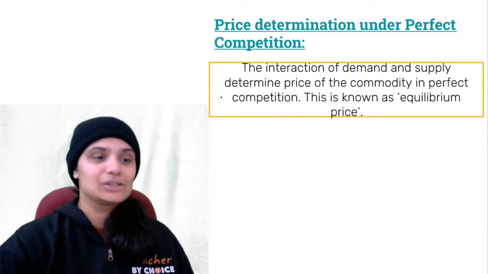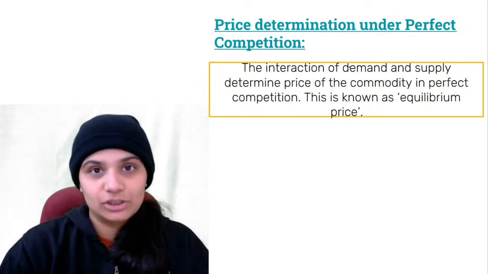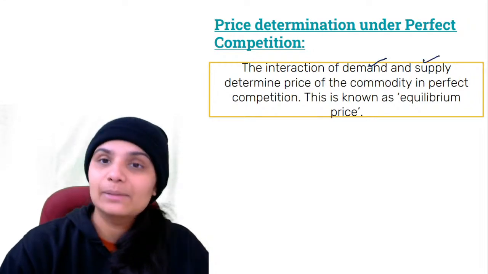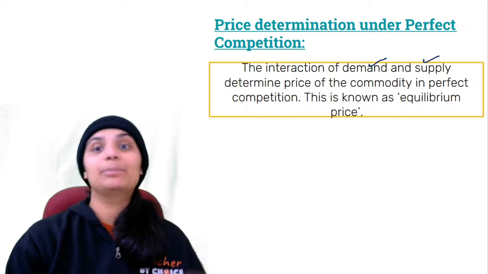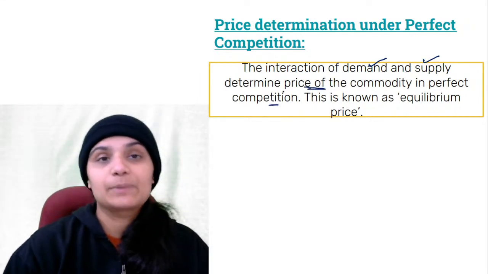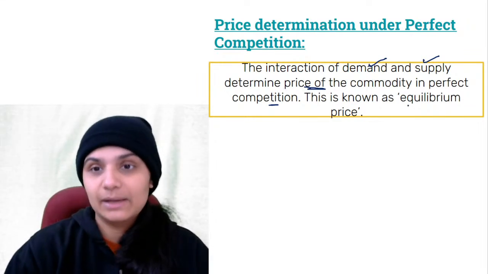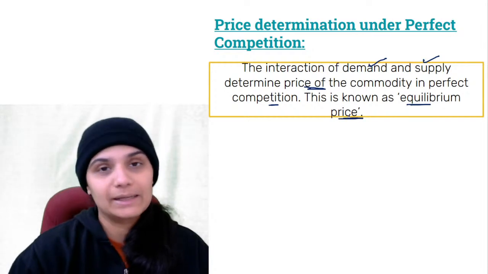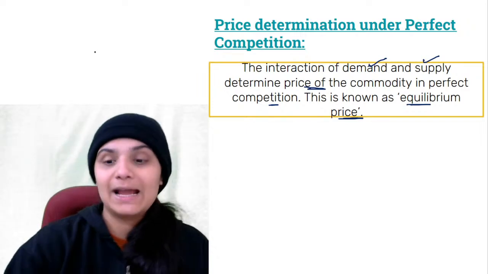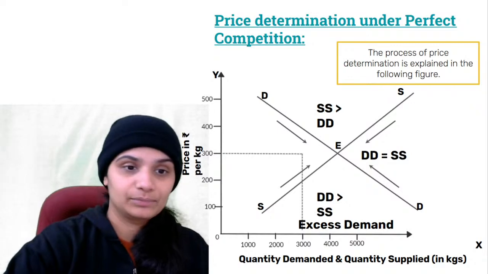Right. So, hi Nishant. The interaction, meaning the meeting of your demand and supply, is the basic criteria under which the price of the commodity is determined. What do we call this price? We have a special name for it. The name is equilibrium price. Okay, so the interaction of your demand and supply, this is how it is going to look like.